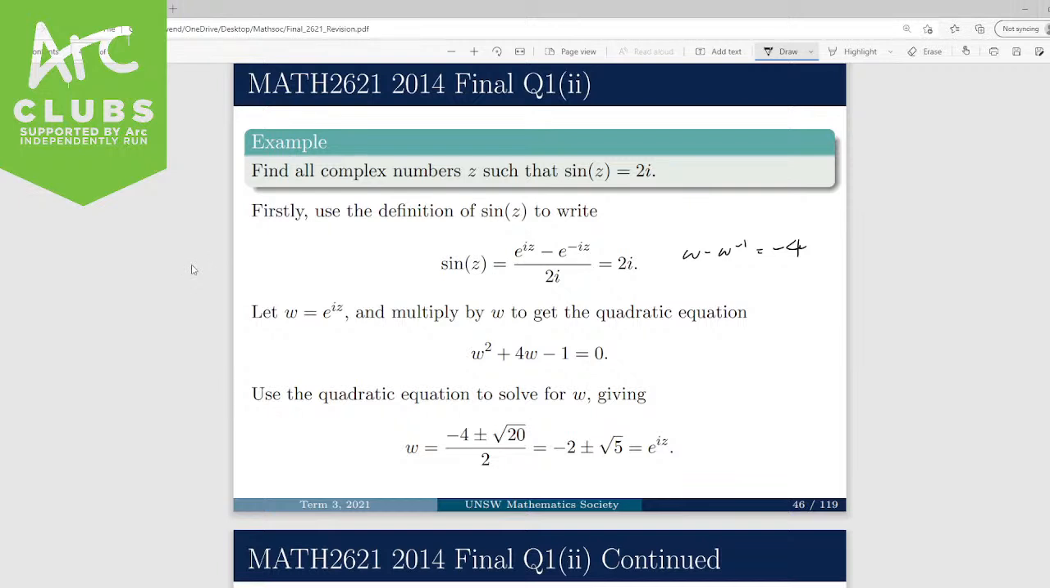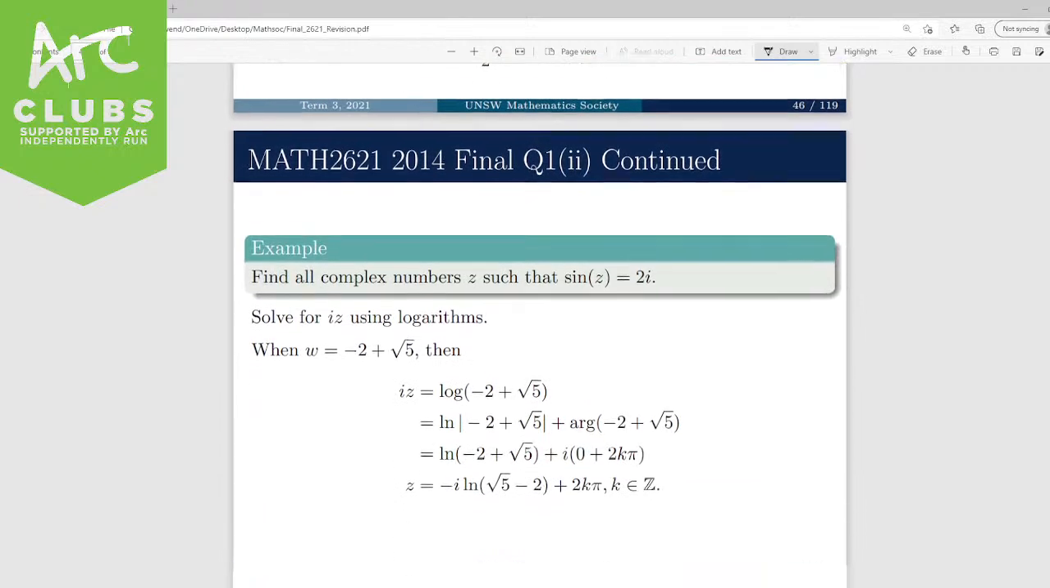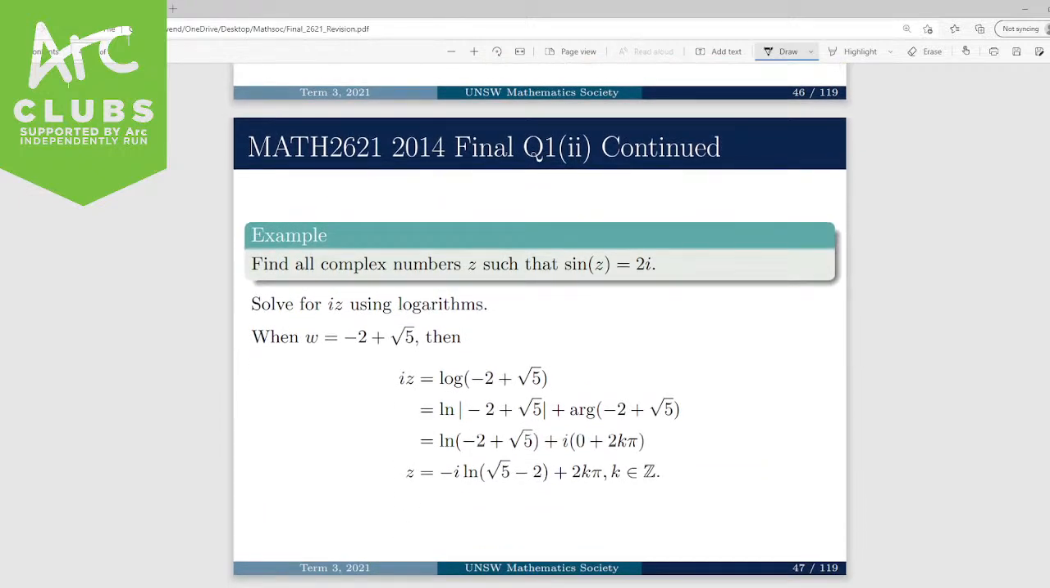And then you remember what you were actually trying to do. You were trying to solve for z, and solving for w gets you there to a certain extent. Now remember that w is e to the power of iz. So in order to solve for iz, logs are back again. You really can't escape those logs. So we're solving e to the power of iz equals w, where w is negative 2 plus or minus root 5. We're just going to take the cases separately.